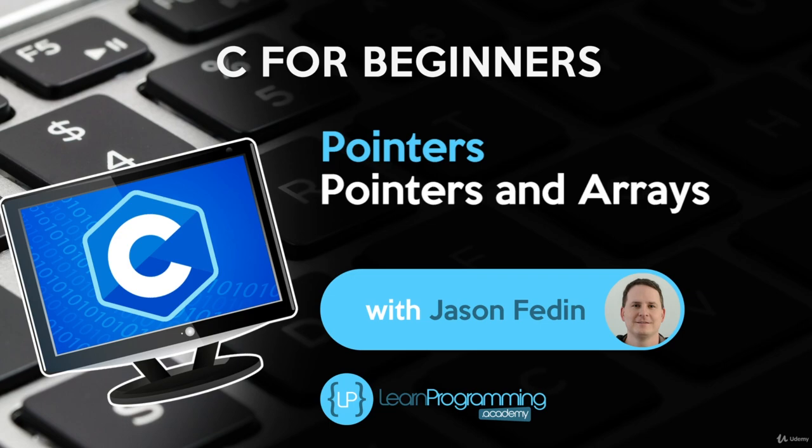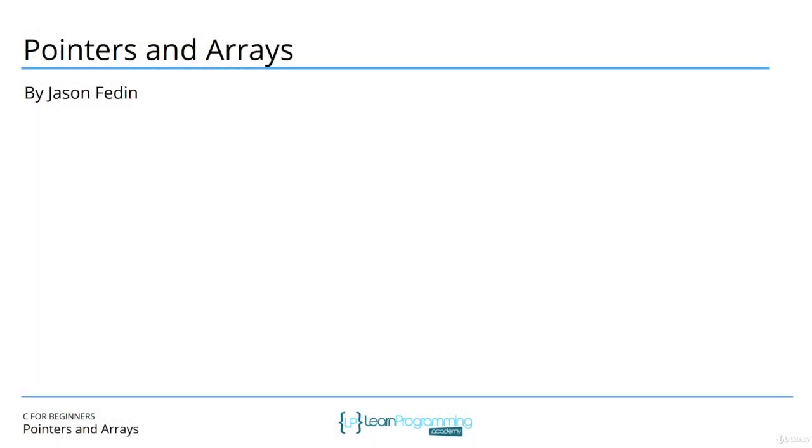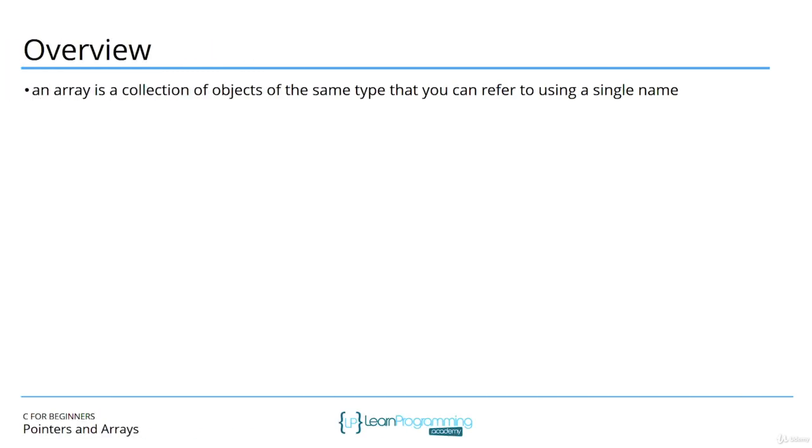Hello and welcome back. In this lecture I want to talk about the relationship between pointers and arrays. There is a strong relationship and we need to understand this relationship before we can actually talk about pointer arithmetic. So let's get started. An array is a collection of objects of the same type that you can refer to using a single name. We know that.